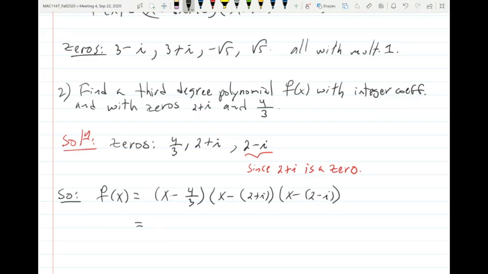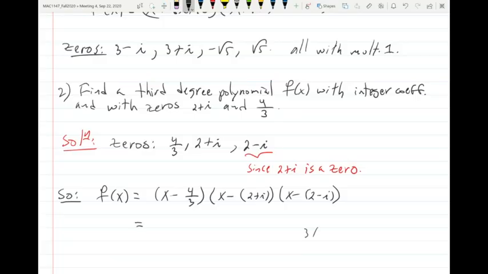Can anybody tell me? What would be a factor that we can write that gives me 4 over 3 as a 0, but that doesn't use fractions? What other linear factor gives you 4 over 3 as a 0? Do you see it? So the naive thing is to do this, x minus 4 over 3. But we don't want to do that because 4 over 3 is a fraction and we want integer coefficients. So if we start multiplying, we're going to end up with fractions. So we don't want to do that. So how can we avoid this?